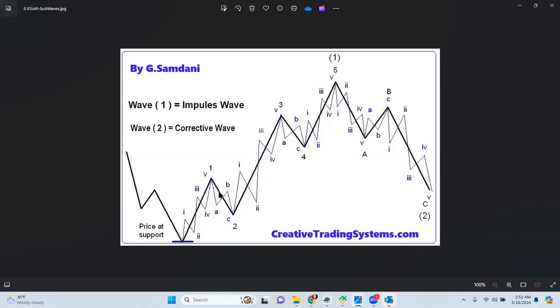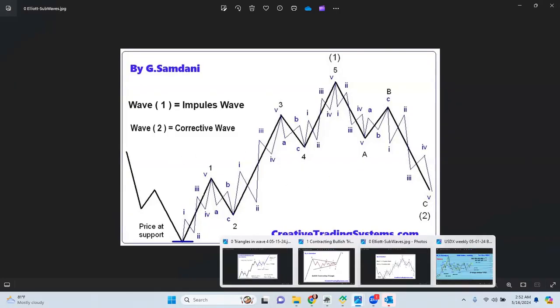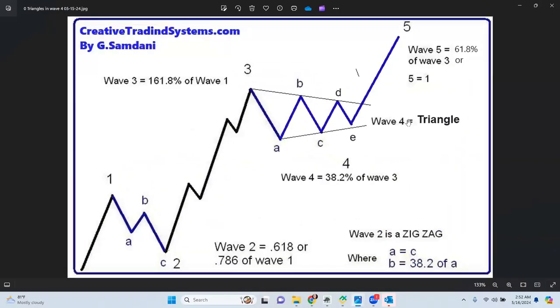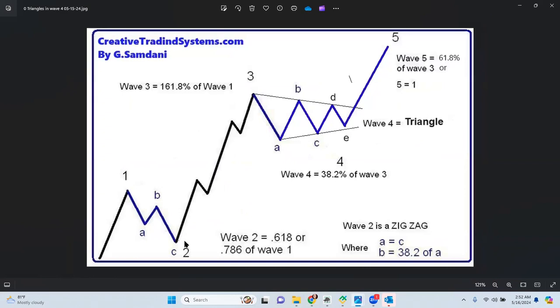Okay, so we already studied the flat corrections. Now let's take a look at the triangle correction. What the heck is that? Now this is another chart representing these. This is wave 1, 2, and this is the ABC zigzag correction here, right? Then you have 1, 2, 3, 4, 5 subwaves with wave 3 complete. Now, instead of a flat here, you fall into a triangle.